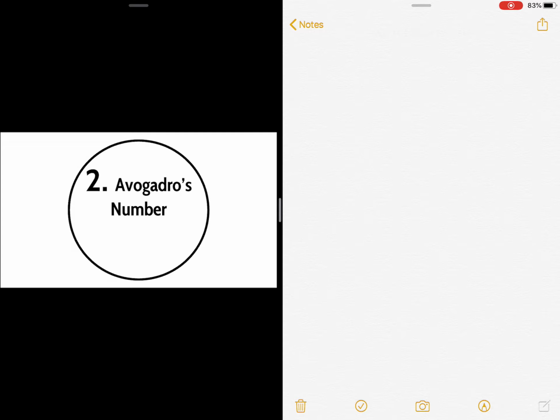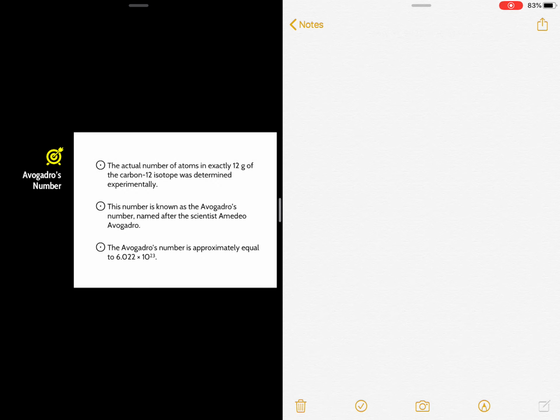Now, let's talk about Avogadro's number. How were they able to identify the Avogadro's number? The actual number of atoms in exactly 12 grams of the carbon-12 isotope was determined experimentally. This number is known as the Avogadro's number, named after the scientist Amadeo Avogadro. The Avogadro's number is approximately equal to 6.022 times 10 raised to 23. Itong value na ito ay minimemorize, ha? Pag sinabing Avogadro's number, automatic, ito yung value nun: 6.022 times 10 raised to 23.